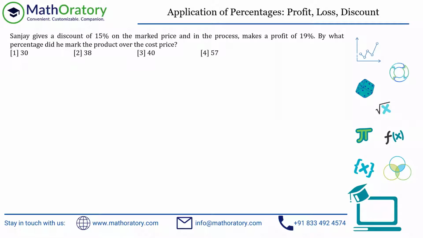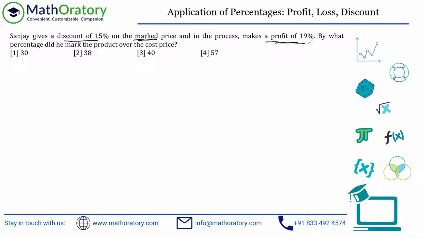Okay, so we have a person giving a discount of 15% on the mark price. Discount is anyhow always on the mark price, and in the process makes a profit of 19%. By the way, if you are aware of the flow of profit, loss, and discount, the profit is always calculated over the cost price, right? So by what percentage did he mark the product over the cost price?